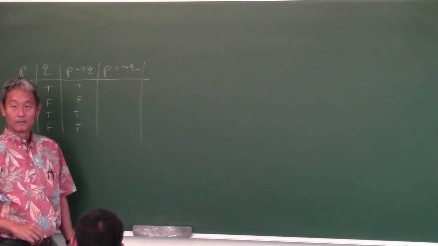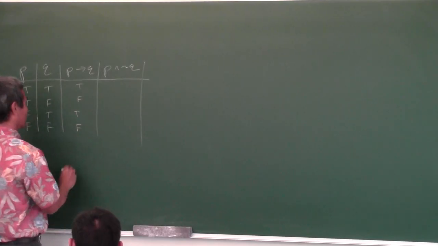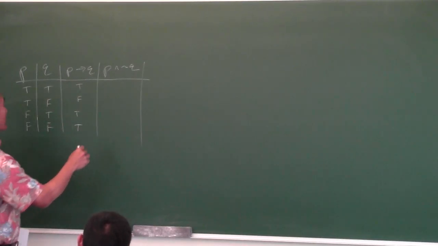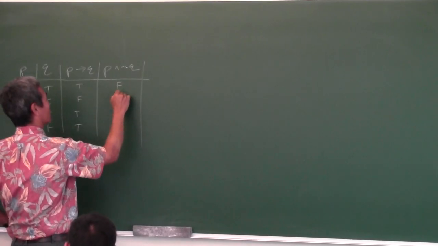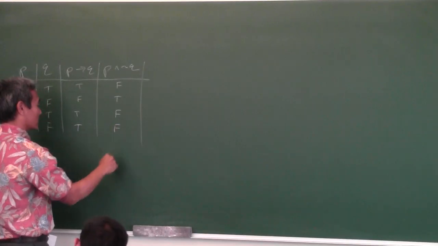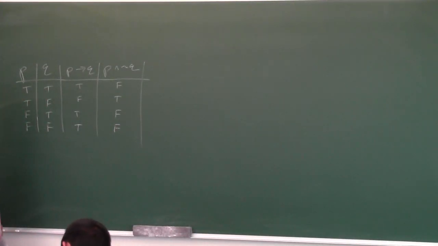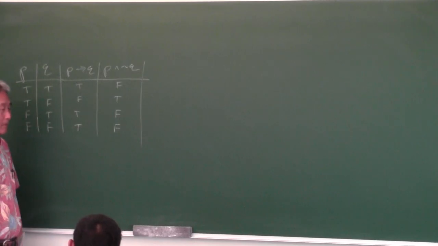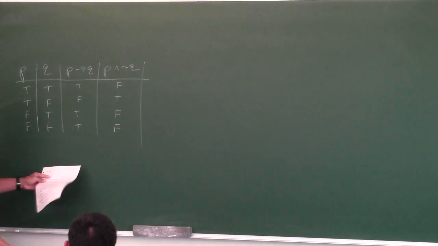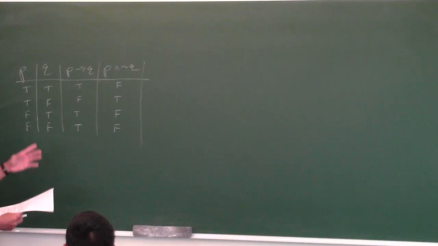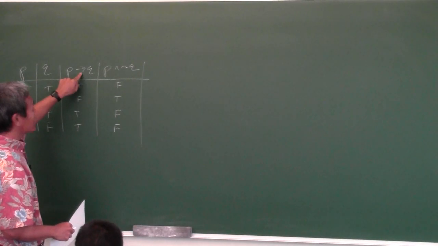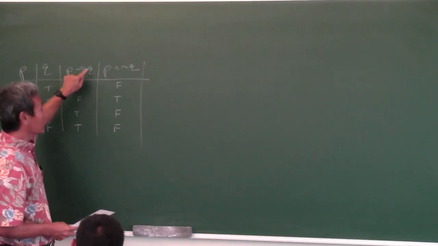What did it come out to? It's true! Just look at the video. P and not Q, what did it come out to? False, true, false, false. Now, what do you notice about that? It's exactly the opposite of that, which means it's the negation. If something has exactly the opposite truth table, that means this is the negation of that. So, the negation of a conditional statement is an and statement.